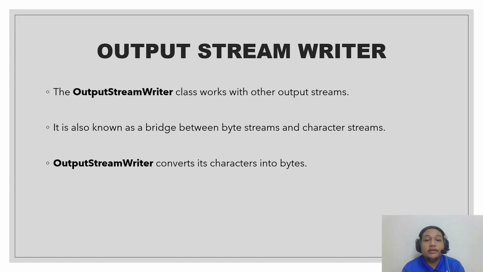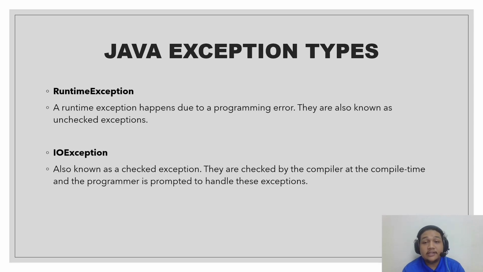The OutputStreamWriter class works with other output streams. It is also known as a bridge between byte streams and character streams. This is because OutputStreamWriter converts its characters into bytes. Java exception types.